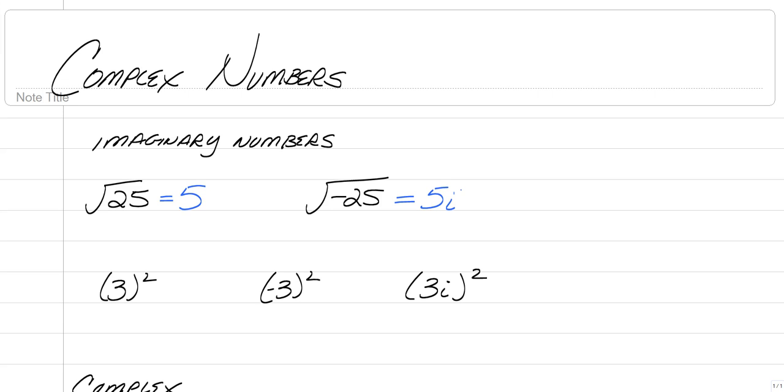So let's show you where that comes from. We know that everything squared is positive. So a positive 3 squared is equal to 9. A negative 3 squared is also equal to 9. But 3i squared... 3 squared is 9, but i squared is a negative 1. So 3i squared is actually a negative 9. And that's because if you square root a negative and get i, that means i squared is equal to a negative 1. Okay, so now we're going to be able to do some solving with imaginary numbers.